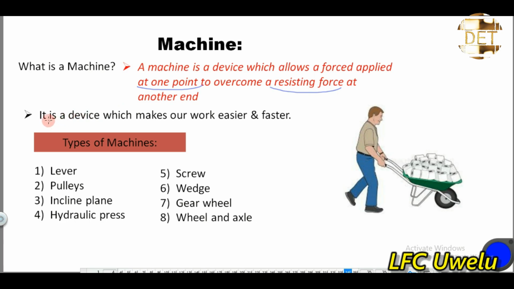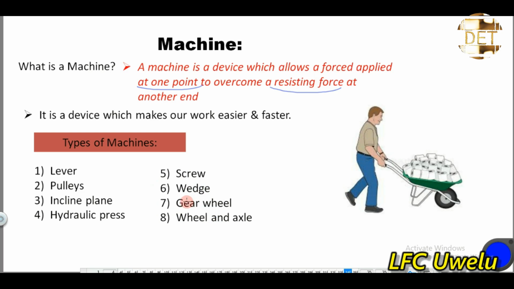In layman's language, a machine can be defined as a device which makes our work easier and faster. So these are the various categories of machines that we have: the lever, pulleys, inclined plane, hydraulic press, screw, wedge, gear wheel, and the wheel and axle. These are the 8 basic types of machine that we have.